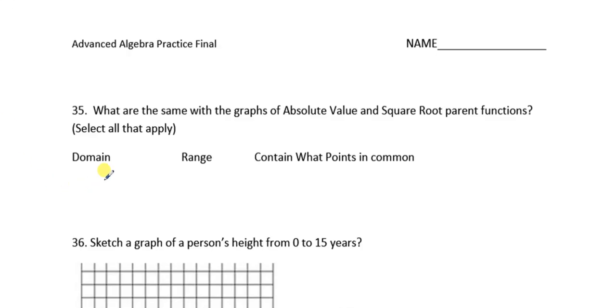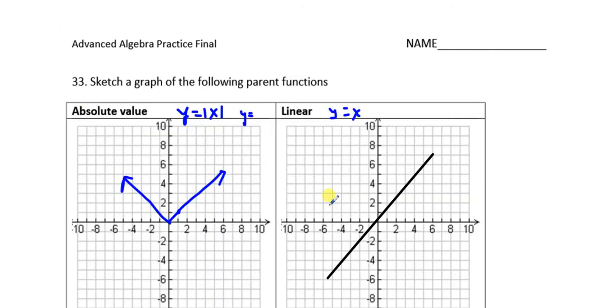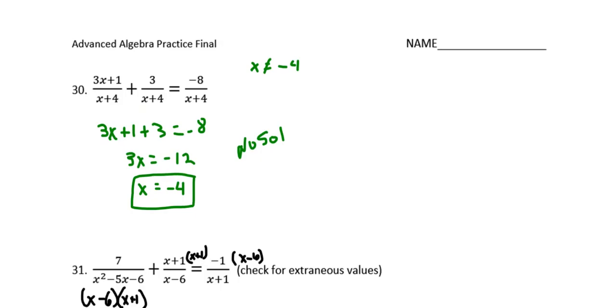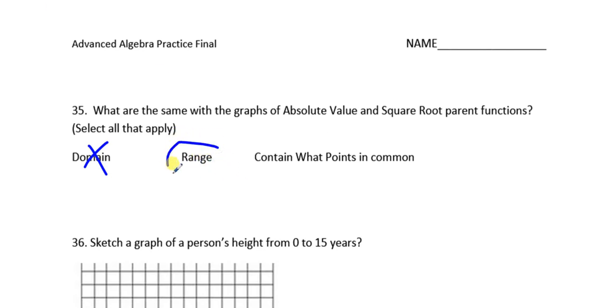The domain is all real numbers for absolute value, and it's only positive numbers for square root, so the domain is not the same. The range is actually the same, because the range is y is greater than or equal to 0 for absolute value, and y is going to be greater than or equal to 0 for the square root too. So the range is actually the same. Those are the same, and then it contains the point (1, 1) and also the point (0, 0). Absolute value of 0 is 0, and the square root of 0 is 0.